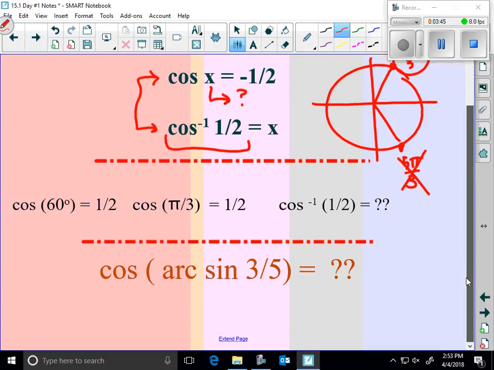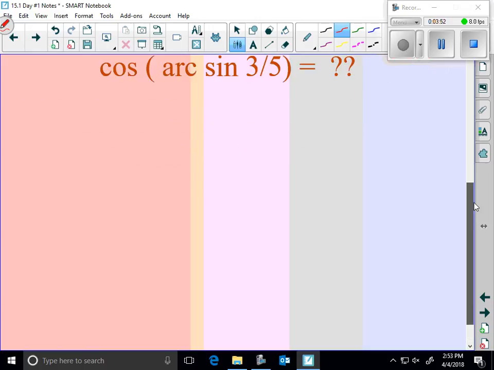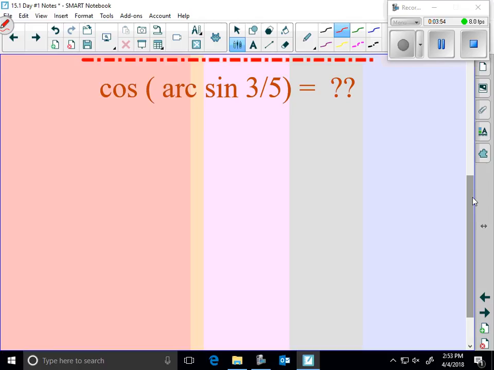I'd like to skip down to the bottom of this page to look at a special example where we nest arc sine inside of a cosine. And now it looks complicated, but all that this is going to do is give us some angle. Now it's not a unit circle angle, right? Because 3/5 is not a ratio that we're used to seeing in the unit circle. So when we see something like that, or if you ever see an x involved, then we're going to use the draw a triangle method.